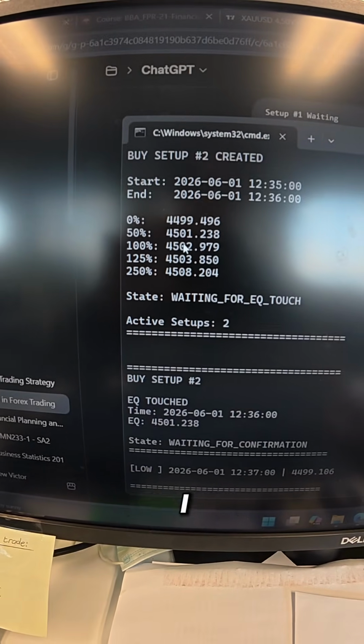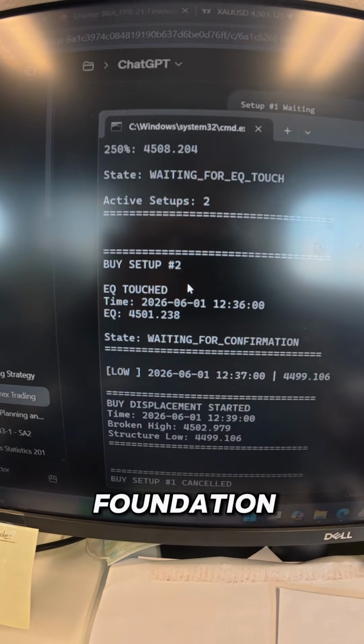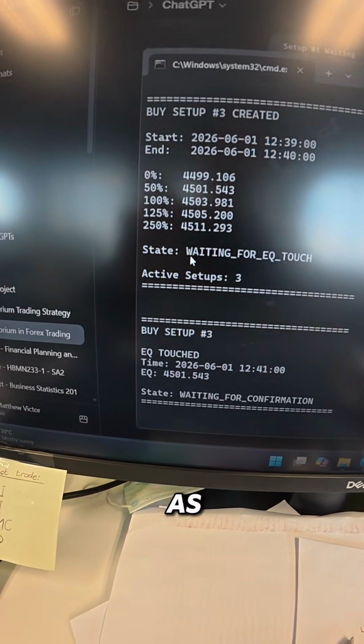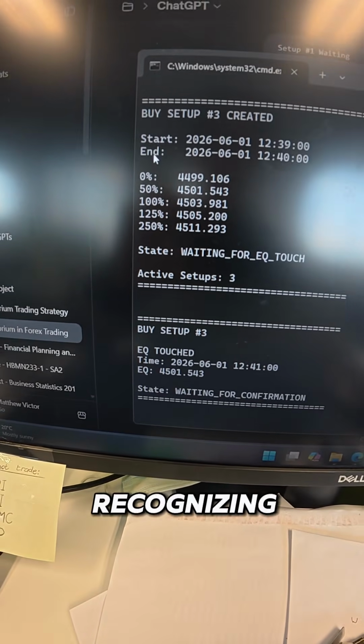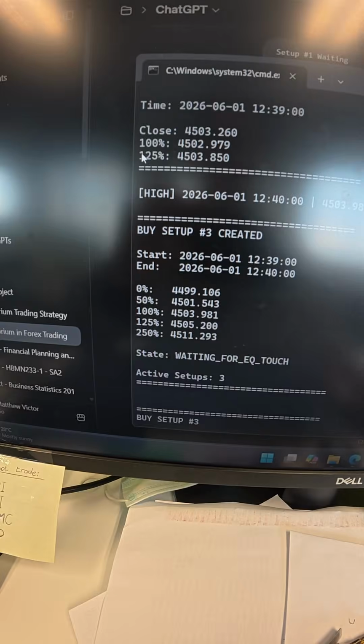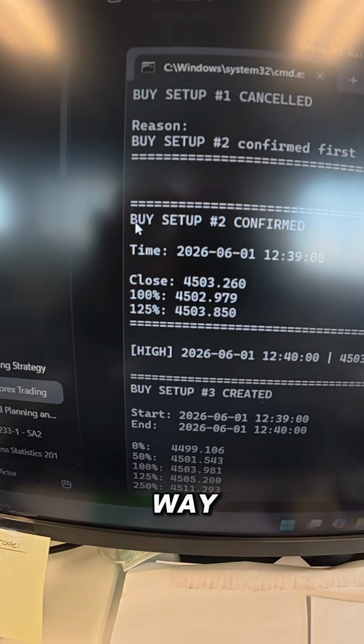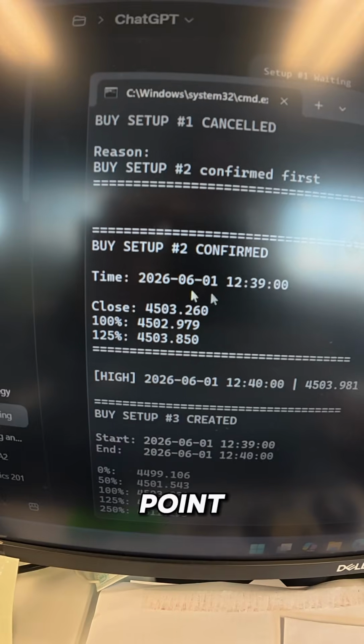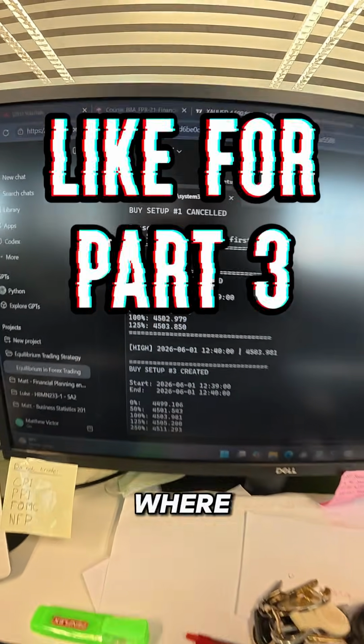By this point, I finally felt like I had a solid foundation. The bot was correctly identifying highs and lows as well as the 50%, recognizing the start of a long setup and measuring displacement the way I intended it to. That's when I saved this project as version 1.4.1, the first version where I felt the setup direction was genuinely starting to work.